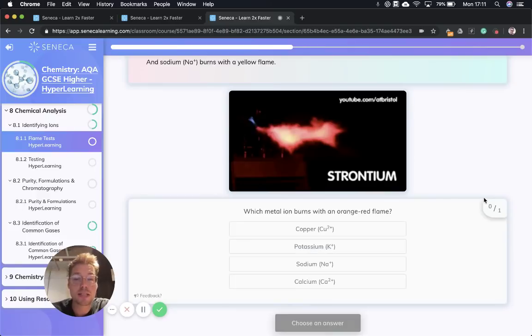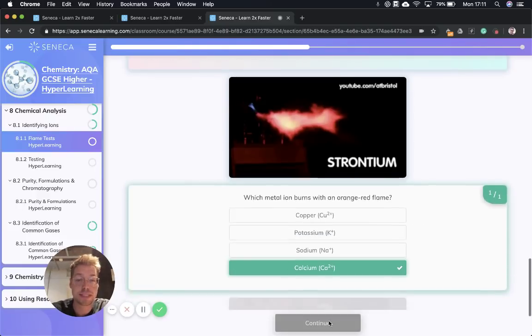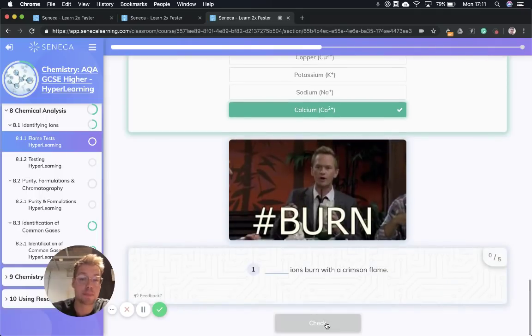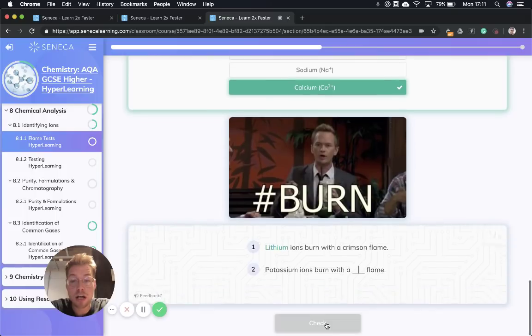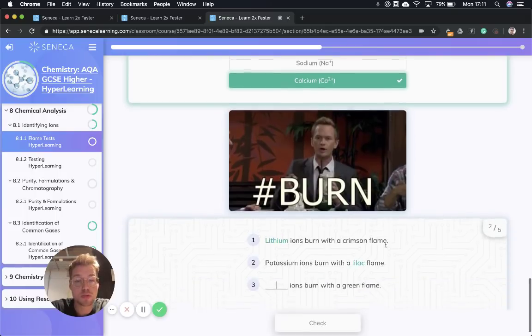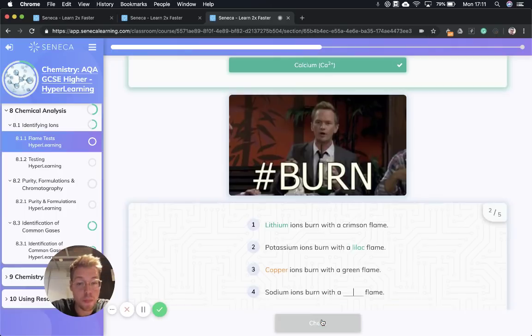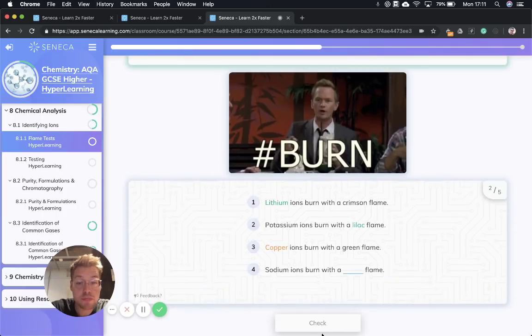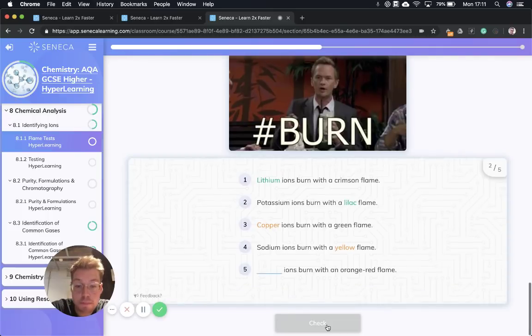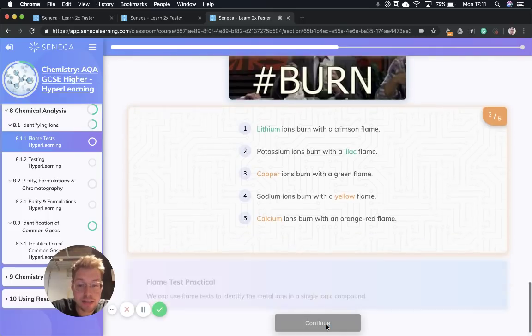So which metal ion burnt with an orange-red flame? Can you remember? It is calcium, Ca2+. Burn, baby, burn. So which ions burn with a crimson flame? That is lithium. Potassium burns with a lilac flame. And with a green flame, that is copper. So copper ions burn with a green flame. Sodium ions burn with a yellow flame. And orange-red flame is calcium.